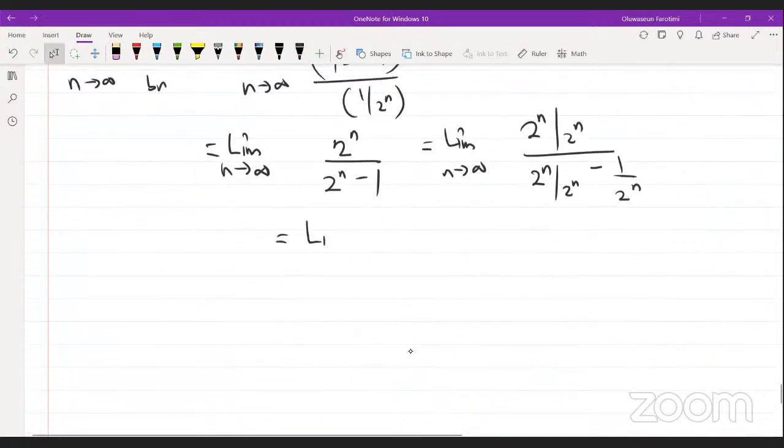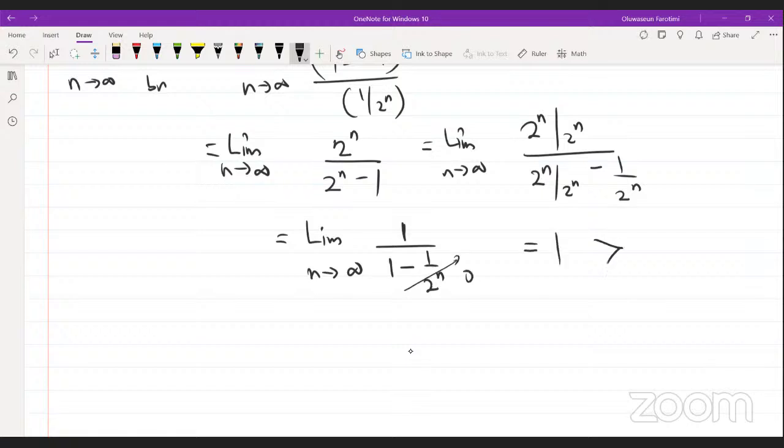Almost there, guys. Limit as n goes large. On the top, I have a 1 right now. 1 minus 1 over 2 to the n. As n goes large, guys, what happens? This guy gets to 0. So this limit is 1, and 1 is bigger than 0. So what is going to be my conclusion?